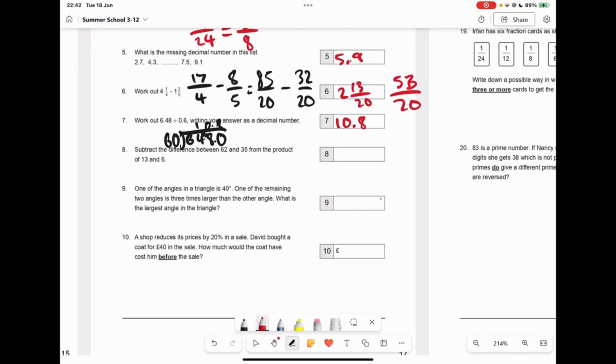Okay, subtract the difference between 62 and 35 from the product of 13 and 6. Okay, so we need to firstly find the difference between 62 and 35, and then the product of 13 and 6. So the product of 13 and 6 will be 78, and then we're finding the difference. Oh no, the product.